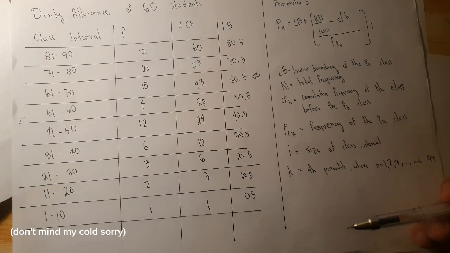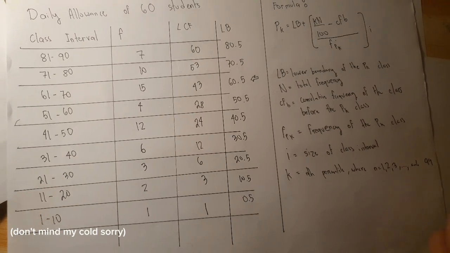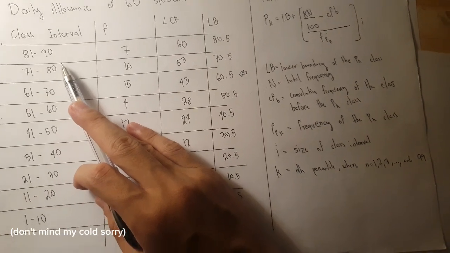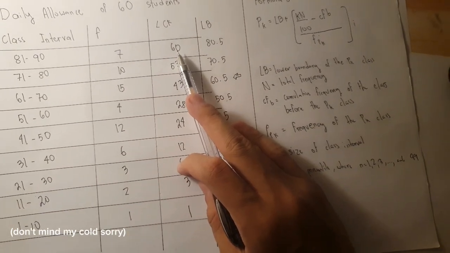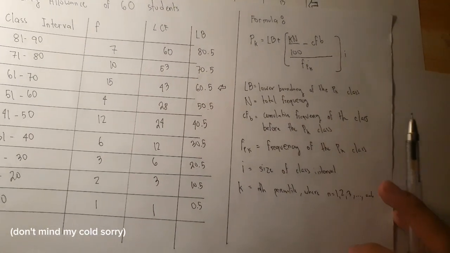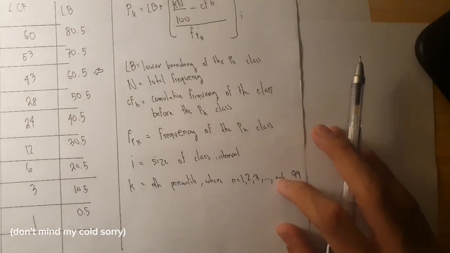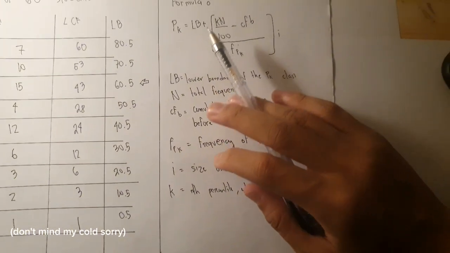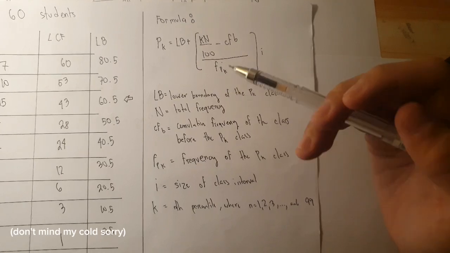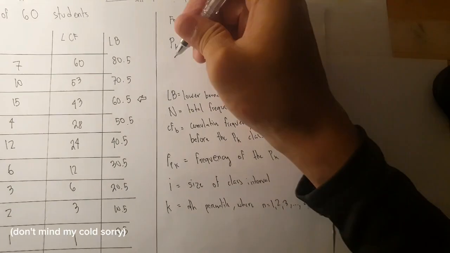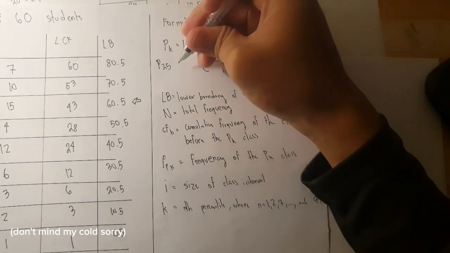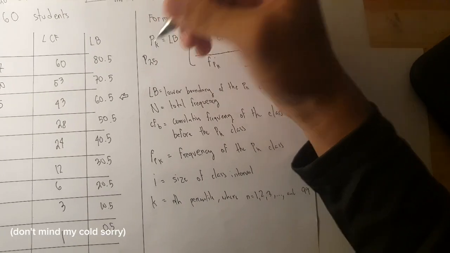Instead of individual data points, values are grouped into class intervals and cumulative frequency that is used to locate the position of the desired percentile. So, a basic formula for the group percentile is here. PK stands for the number that we're going to be looking for. For example, if you're looking for P25, then your K is 25.